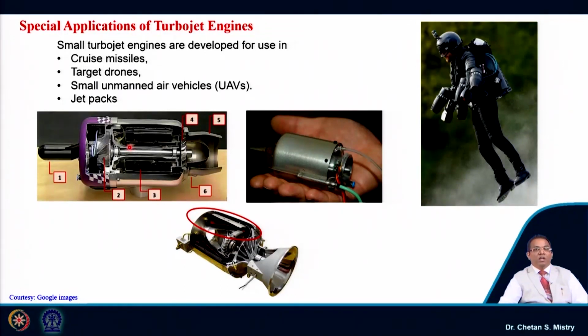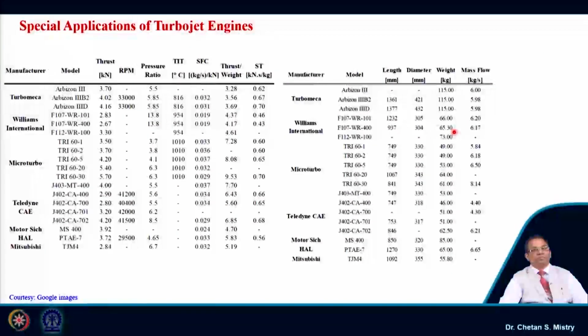Here, if you look, this is a small turbojet engine which is used for UAV purposes. It is very small, you can put it in your palm. This is for UAV application. And here, if you look at this jetpack, it has 4 engines which are worn by this man, 2 on the right side, 2 on the left side. So, this is the future of our gas turbine engines.